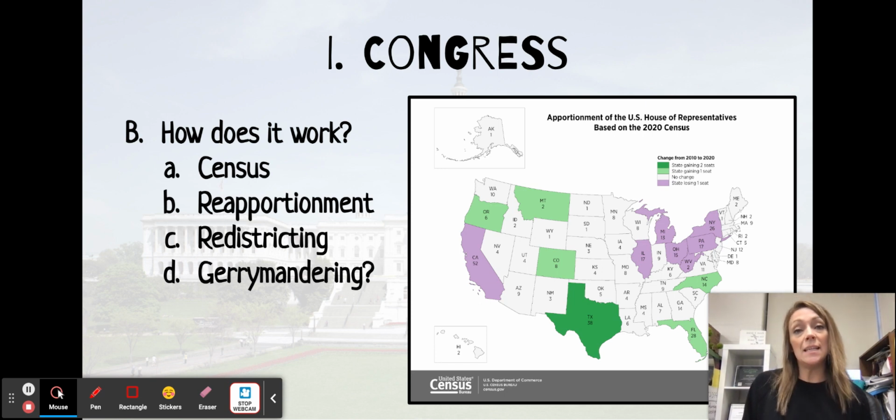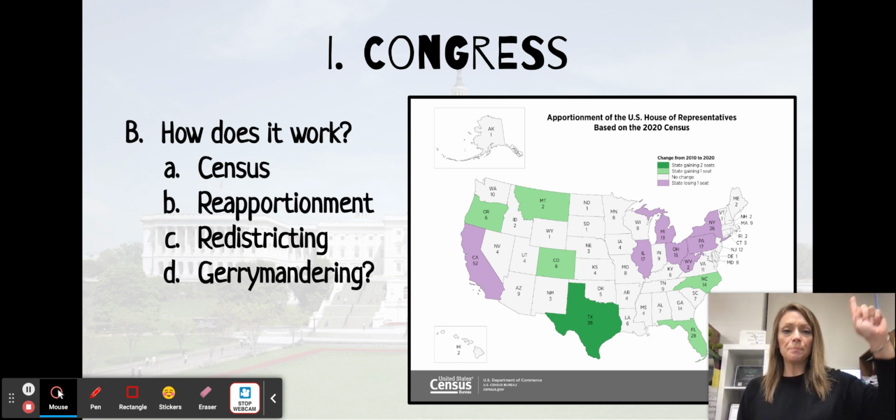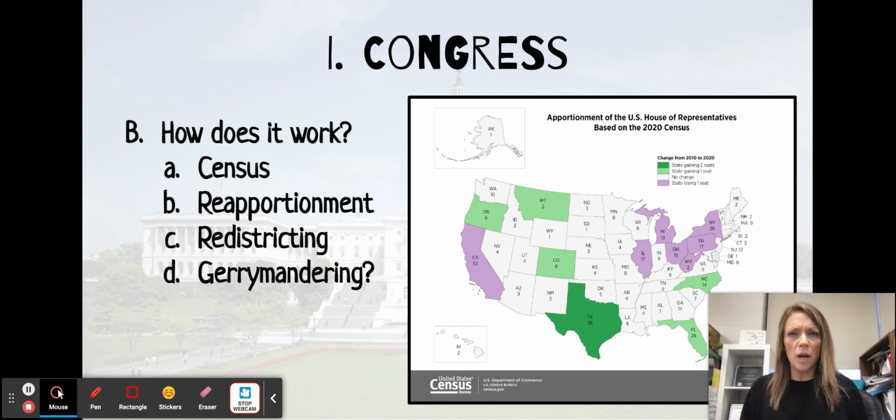And if your state gains a representative, that means that your population probably exploded. It just boomed. If your state loses a representative, that means that maybe your population didn't increase as drastically as other states. It doesn't necessarily mean that your state's population decreased.